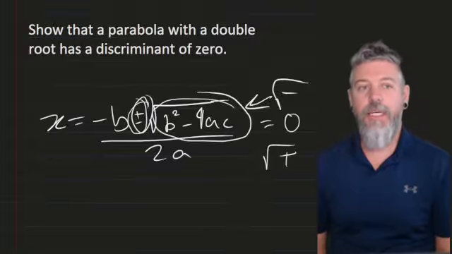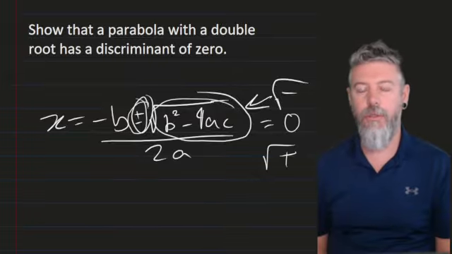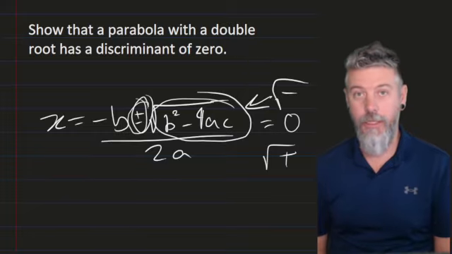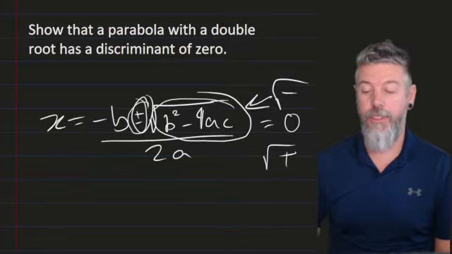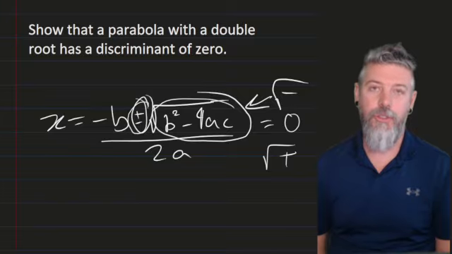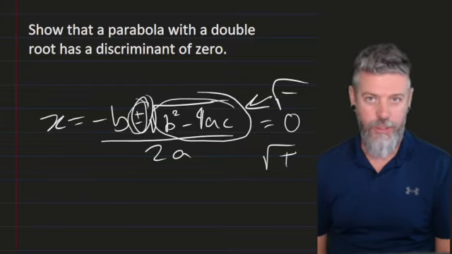So what I'm doing today is I'm asking a question that sort of flips it. It makes it a little bit more conceptual because the questions that you get asked in the HSC aren't all straightforward. You can't just plug them all into a formula and away you go. So let's have a look at the question I've asked. Show that a parabola with a double root has a discriminant of 0. So you have to understand what that terminology means.